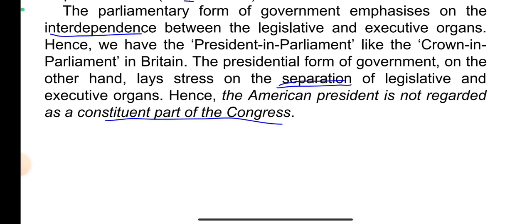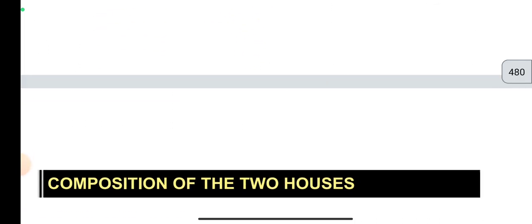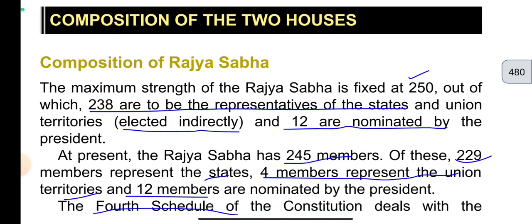The parliamentary form of government emphasizes the interdependence between the legislative and executive organs. Hence, we have the President in Parliament, like the Crown in Parliament in Britain. The presidential form of government, on the other hand, lays stress on the separation of legislative and executive organs. Hence, the American President is not regarded as a constituent part of the Congress. Composition of the two houses.